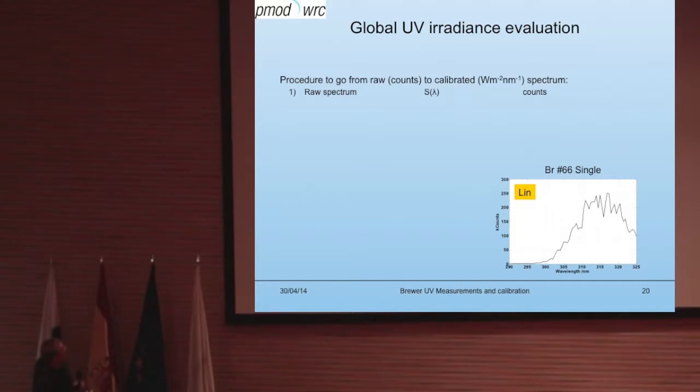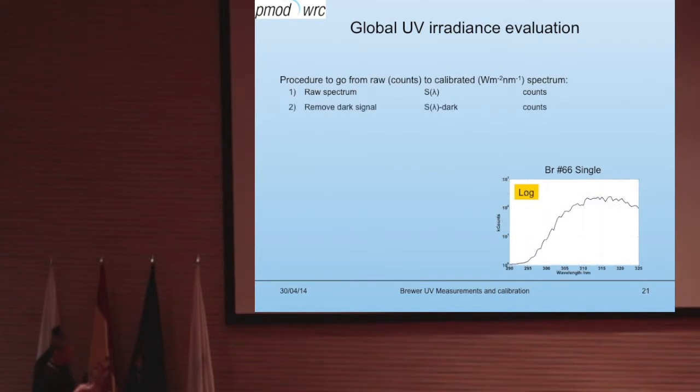So we start off with a raw spectrum that is measured in counts. I've drawn here an example for a single Brewer, so it extends all the way up to 325 nanometers. I've drawn it here in a linear scale. I will be jumping between linear and logarithmic. That's why I have added this information so that you can see the changes. The first step in the calibration will be to remove the dark signal.